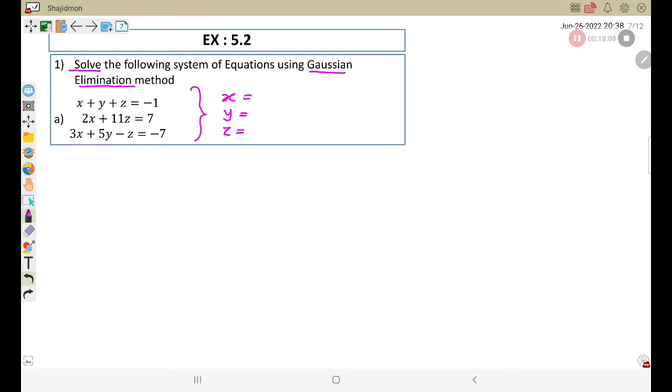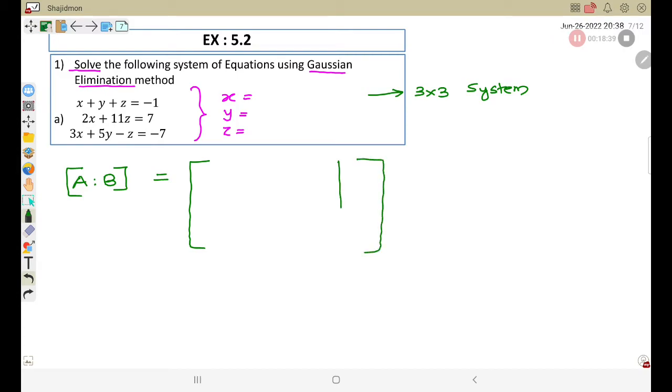I am also doing it here. You can see, this is a 3 by 3 system, as you know. In the first question I will explain all the steps in a little detail, and from the second question onwards you can do it a little faster. So first we write the augmented matrix, the matrix A, B.